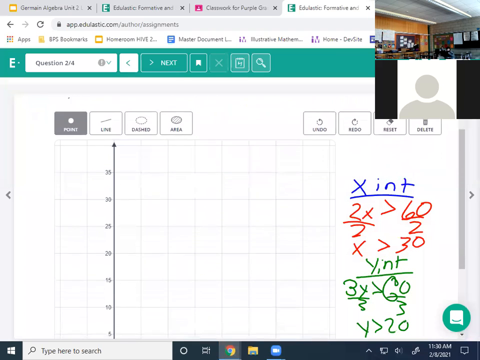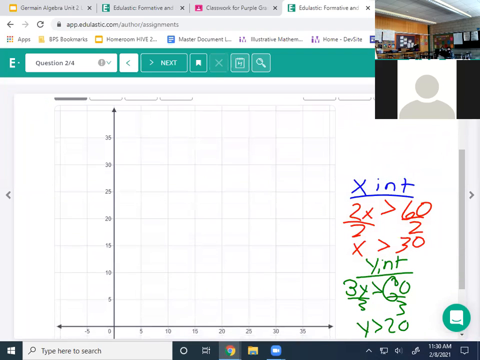Then I want to graph this. I'm going to scroll it down a little bit so I can see it. Where am I plotting some points here? Talk me through it. John, help me plot these intercepts that I just calculated. I need to plot my x-intercept at 30. Where am I going to plot that point? On which axis? Very good. So on my x-axis, I'm going to put a point at 30.